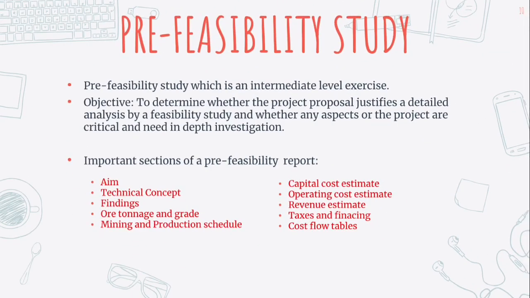The second stage is the pre-feasibility study, which is an intermediate level exercise whose objective is to determine whether the project proposal justifies a detailed analysis by feasibility study, and whether any aspects of the project are critical and need in-depth investigation. The important sections of a pre-feasibility report are: technical concept, findings or tonnage and grade, mining and production schedule, capital cost statement, operating cost statement, revenue statement, tax and financing, cash flow tables.